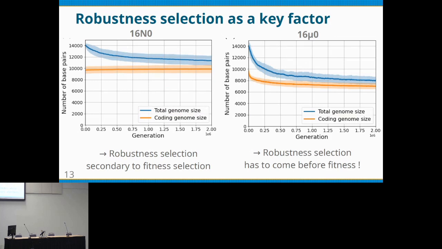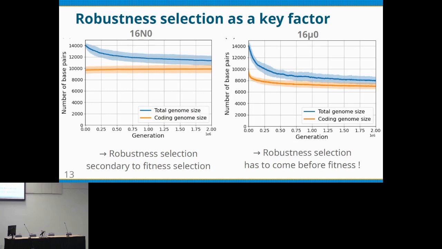In blue, you have the total genome size, in orange, the coding genome size, and the difference in between is the non-coding genome size. And when we have just a huge population size, we reduce the non-coding genome size because that's a way to select for better robustness. But we cannot reduce the coding genome size because we do select for a good fitness. So you cannot remove half your genes, otherwise you won't be as good as before.